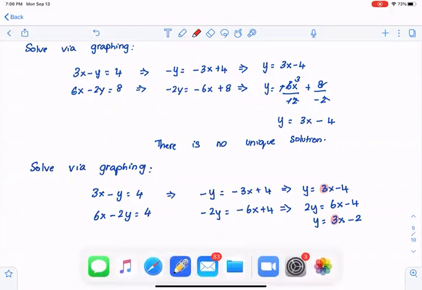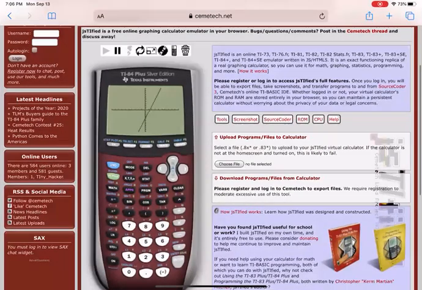So you can verify this via graphing also. So y equals 3x minus 4, y equals 3x minus 2, graph. They are two parallel lines, and so they do not intersect.